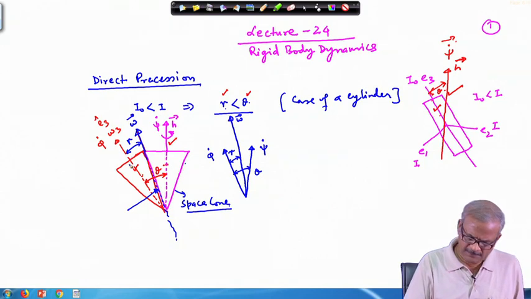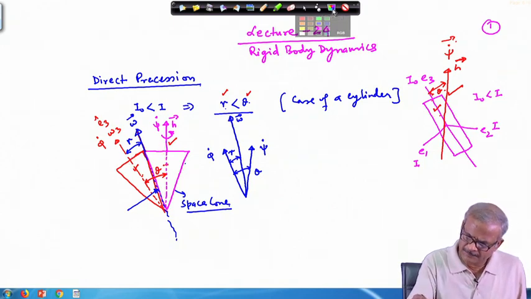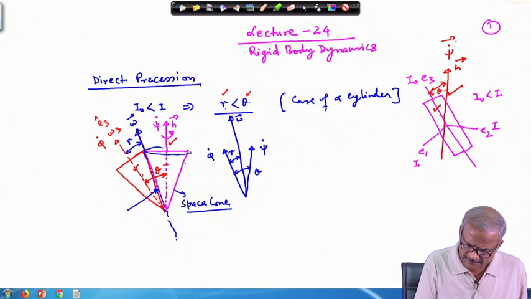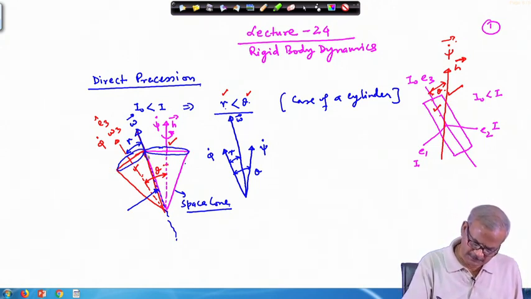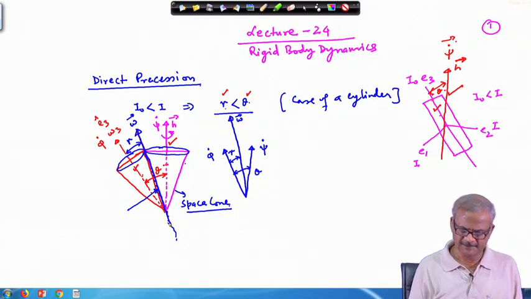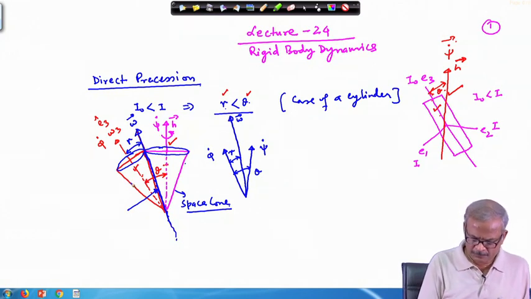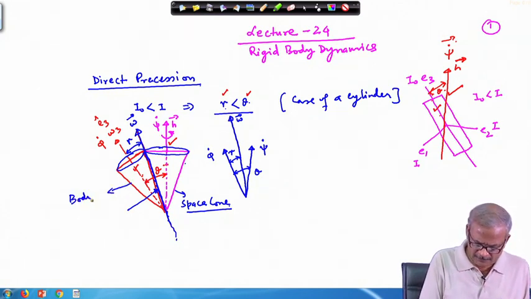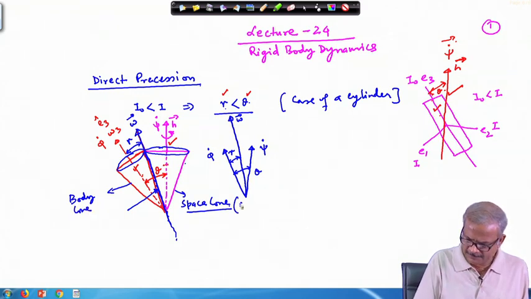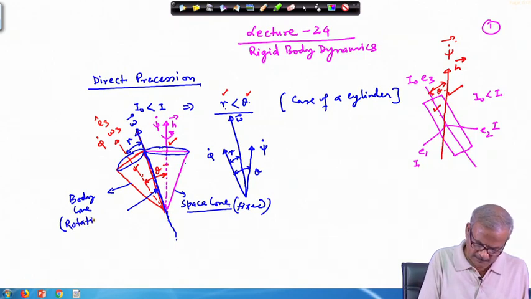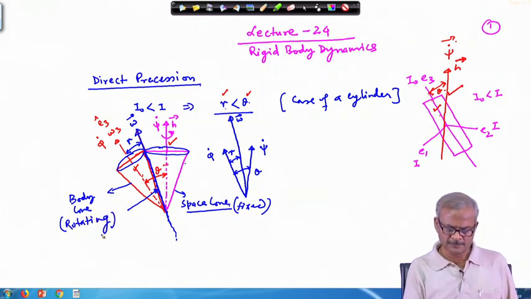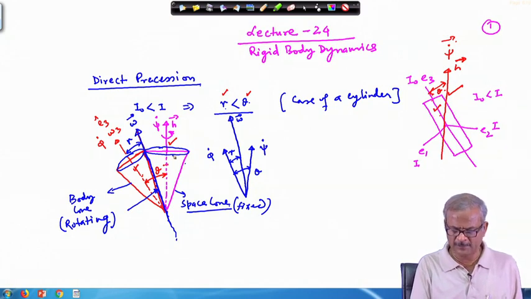As this cone rolls over, we can make it like this. This cone is here and this cone is here, and this is the line along which these two cones are touching each other. This cone, which is called the body cone, is fixed and this is rotating. So, this particular cone is rolling over this body, and therefore, this omega will keep rotating.